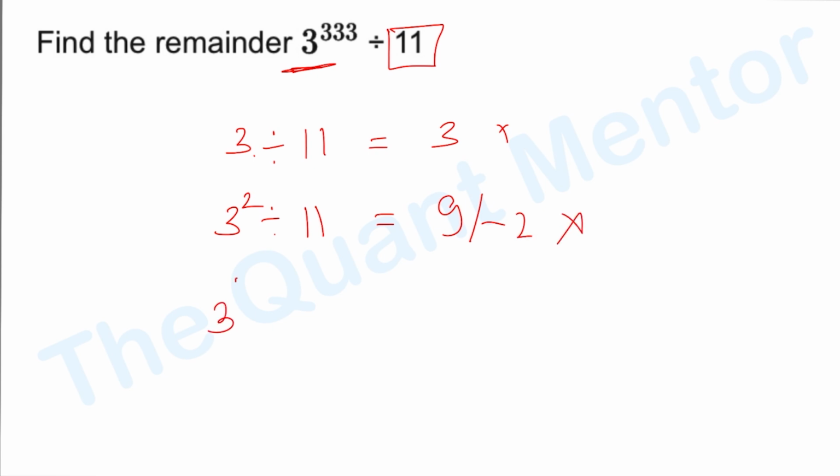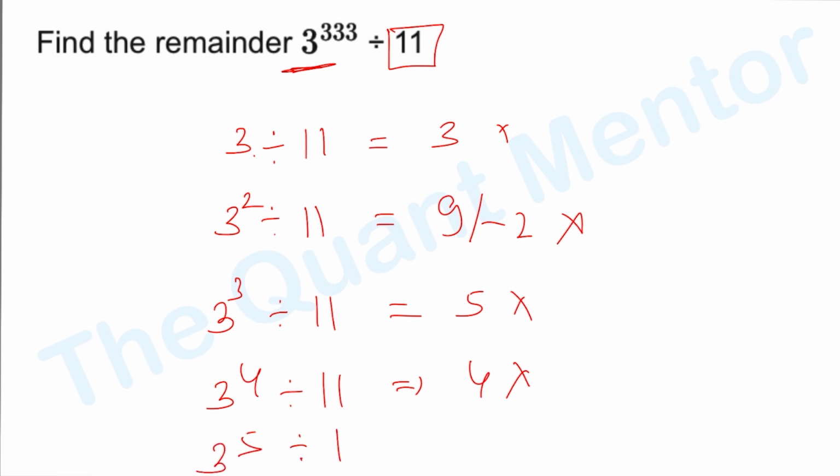Nope. What about 3 cube? 3 cube divided by 11, the remainder is 5. Again, not happening. 3 raised to 4 is 81. On dividing by 11, the remainder is 4. Again, not happening. 3 raised to 5 is 243. On dividing by 11, the remainder is 1. Yes, this is exactly what we need. 3 raised to 5 on dividing by 11 gives you remainder 1.